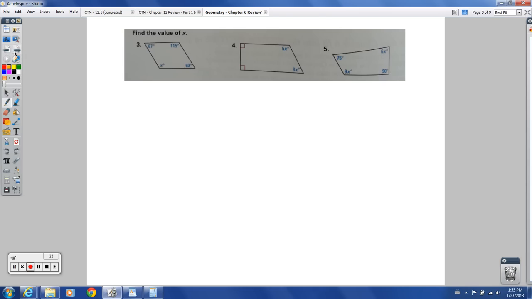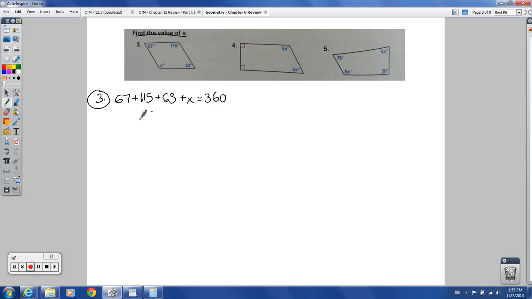Let's move on to numbers 3, 4, and 5. So all of these, we're finding the value of x. These are all quadrilaterals, therefore they should all be adding up to 360. So it looks like should be some pretty straightforward problems here. So 67 plus 115 plus 63 plus x should equal 360.